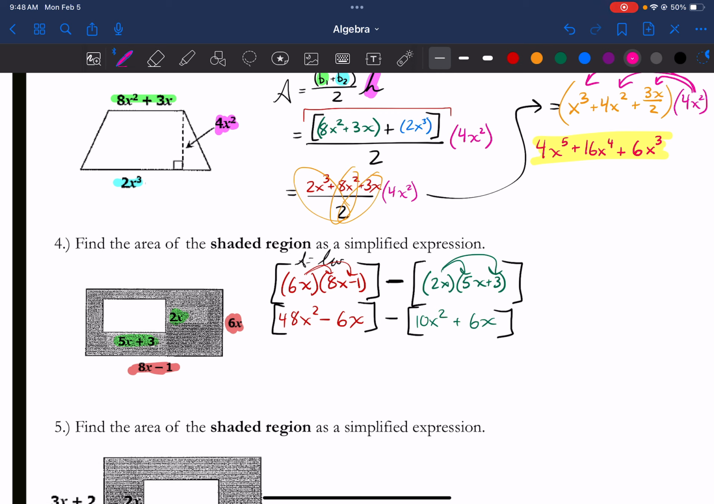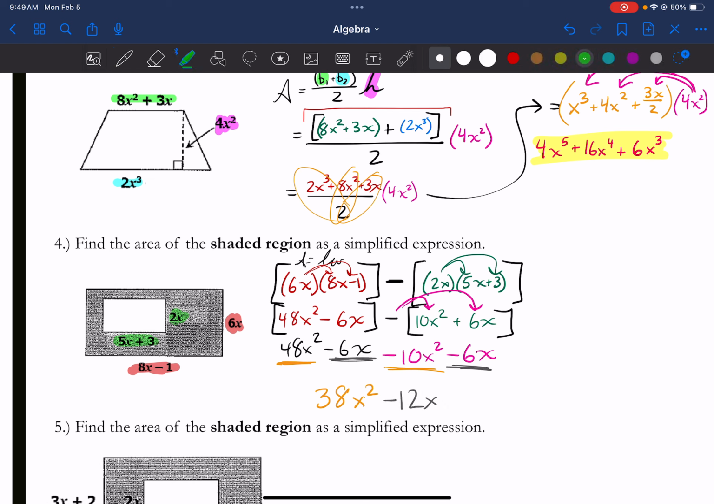If you notice, we can't combine like terms because we have subtracting polynomials. We did this in lesson 5.1 earlier. So you're going to distribute the negative sign. You get a negative 10x squared and a negative 6x. This affects the final answer. Keeping your work organized is going to be super important. Now we can combine our like terms. So we get 38x squared. And then we can combine these, which becomes a negative 12x. They don't cancel out. It's a negative 12x because it's a minus plus a minus. And that's our final answer.